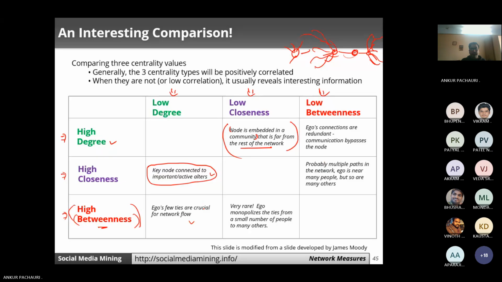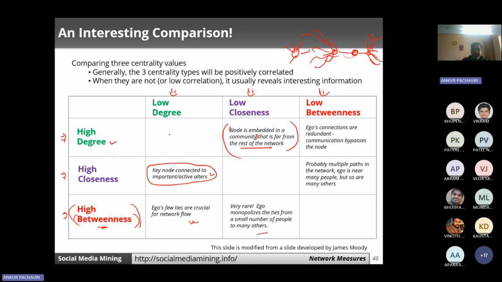Similarly, high betweenness and low closeness. So you are lying in between, but you are not towards the center of the graph. Your closeness value is low. So ego monopolizes the ties from a smaller number of people to many others.